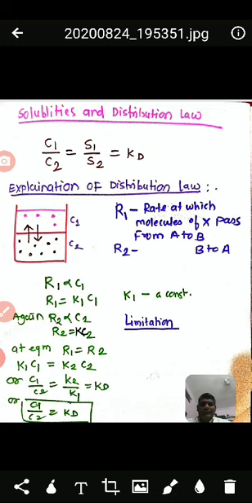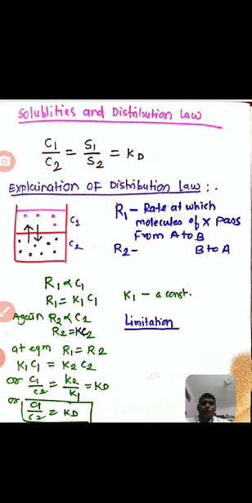There is a relation between distribution law and solubilities. When a solute is shaken with two non-miscible solvents at equilibrium, both solvents are saturated with the solute. Therefore, solubility also applies. Hence, we can write the distribution law as C1 by C2 is equal to S1 by S2 is equal to Kd, where S1 and S2 are the solubilities of the solute in both the solvents.